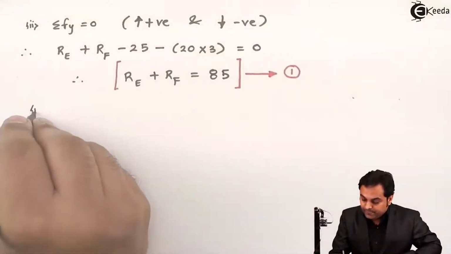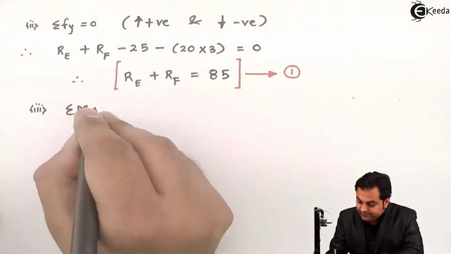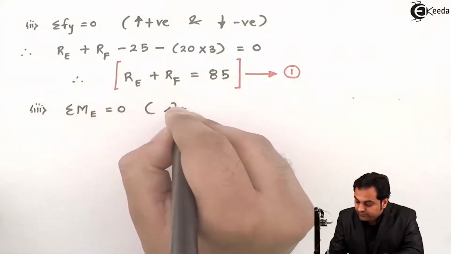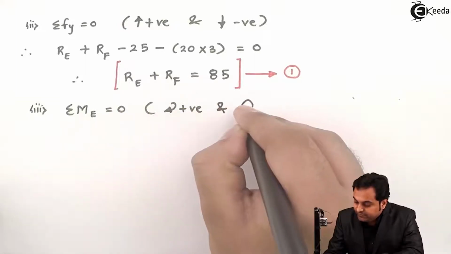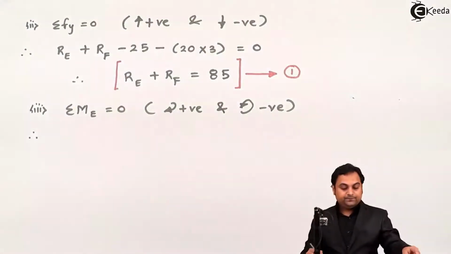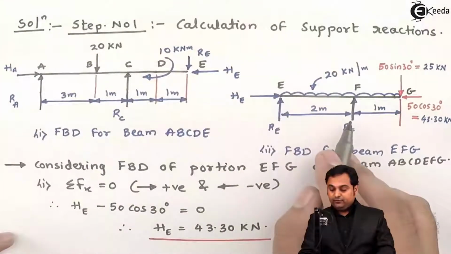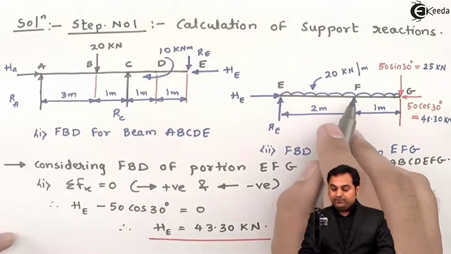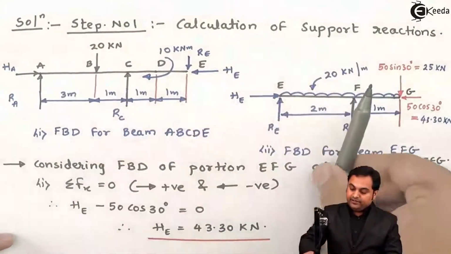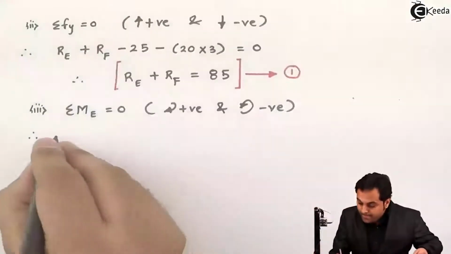So I'll write down the next condition of equilibrium. Summation of moments about point E is equal to 0, where clockwise moments are treated positive and anti-clockwise moments as negative. So therefore, we have here point E. If I take the moment of Rf, it will produce an anti-clockwise moment since it is acting upward. So minus Rf into 2.